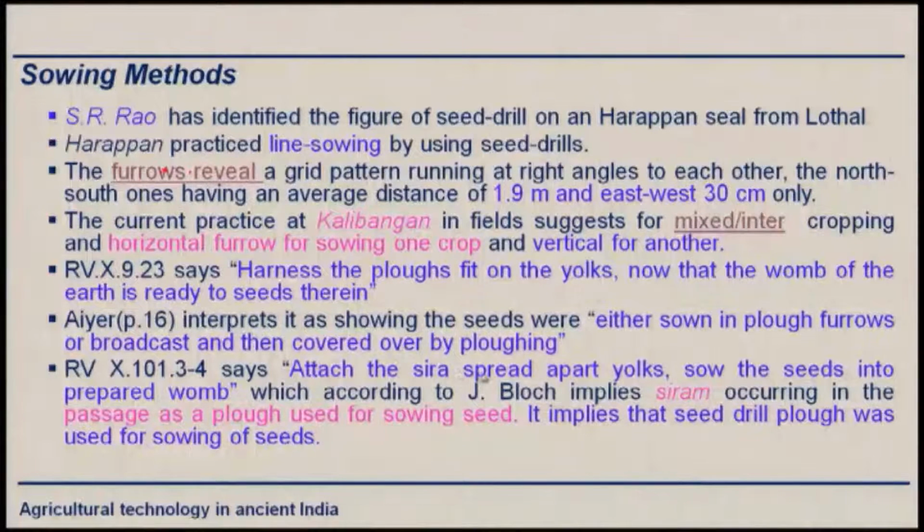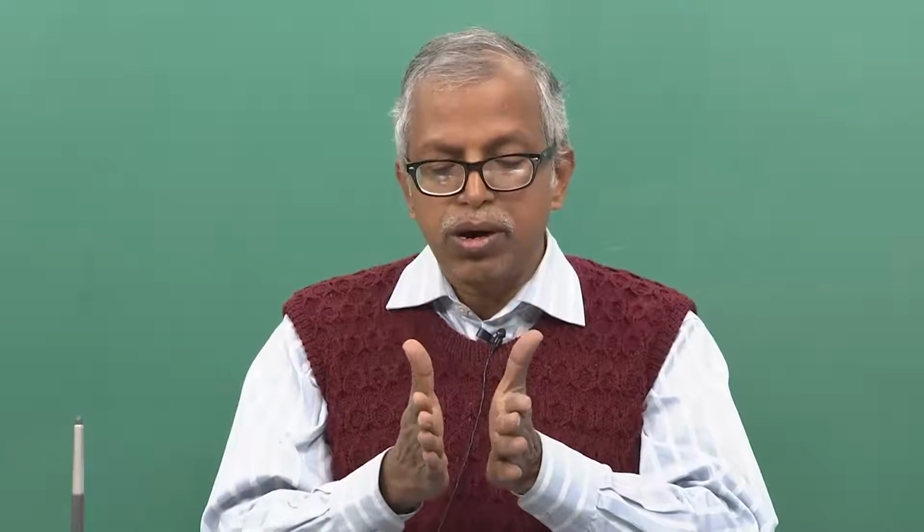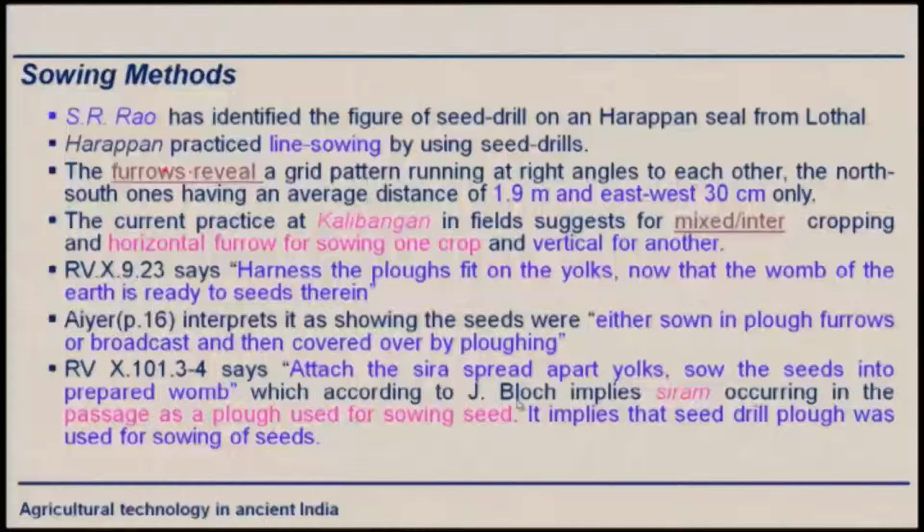And Rigveda 10:101:3 says, attach the sira, spread apart the yokes, right, and sow the seeds into the prepared womb, that is being ploughed. When you do plough, I had shown you in a picture that the soil gets apart and there will be a trench kind of thing, a furrow. According to J. Bolch, who tried to interpret it, sira is a plural word and seram is the singular, occurring in the passage as the plough used for sowing seed, and it implies that a seed drill plough was used for sowing of seeds. When you are ploughing itself, you should have a mechanism: first it is ploughing and then you put the seed there.